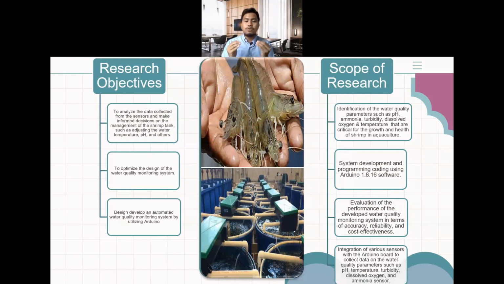They are critical for the growth and health of shrimp in aquaculture. Second scope is system development and programming coding using Arduino 1.8.16 software. Third is evaluation of the performance of the developed water quality monitoring system in terms of accuracy, reliability, and cost effectiveness. And lastly, the scope of research is integration of various sensors with the Arduino board to collect data on water quality parameters such as pH, temperature, turbidity, dissolved oxygen, and ammonia sensor.